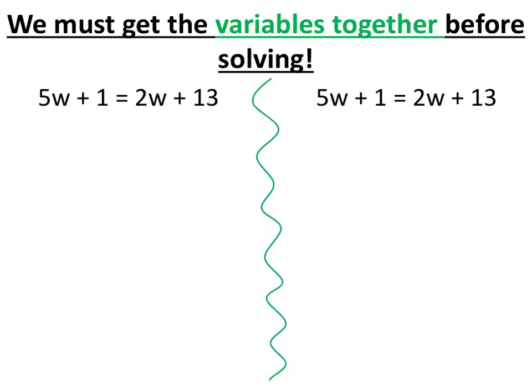As you can read at the top of this slide, we must get the variables together before we start solving. So again, as always, the first thing that we do is we draw the line, and we're going to work first on this equation, and you'll notice that we have the exact same equation over here, and we'll get to that in a second. There is a second method, a second way that we can always approach solving these types of equations. So we draw the line, and then you'll notice that we have a 5w on this side and we have a 2w on this side.